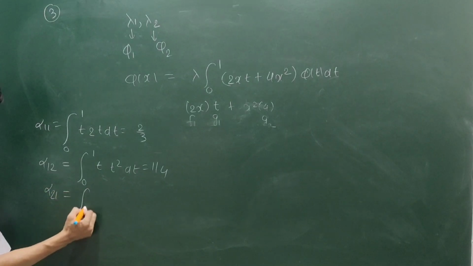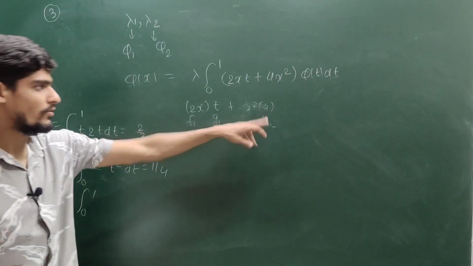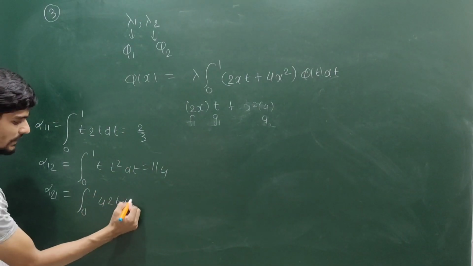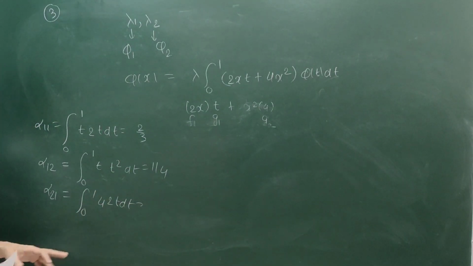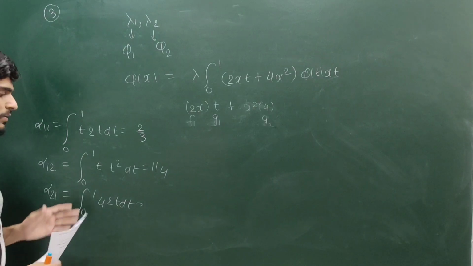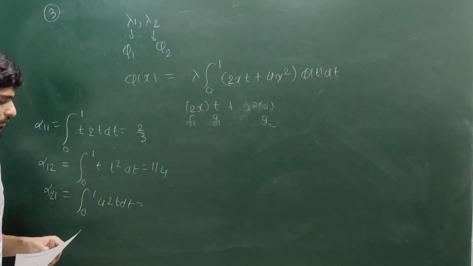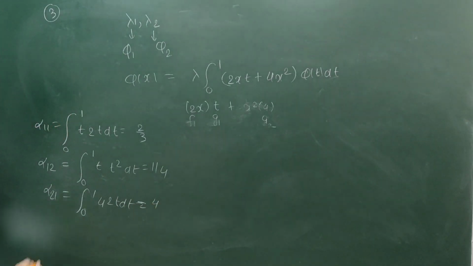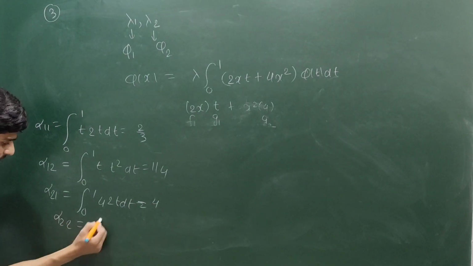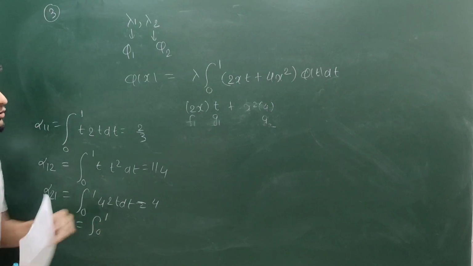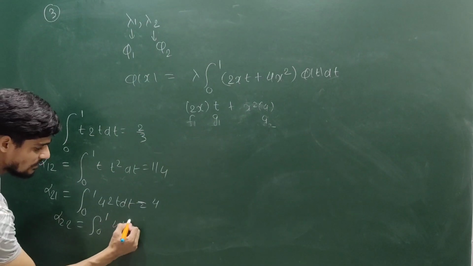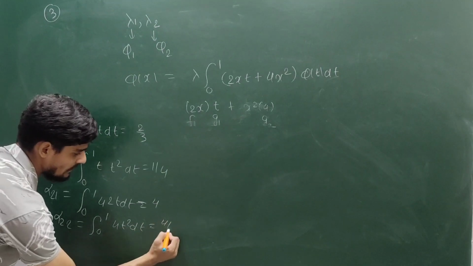Alpha 21 will be integral 0 to 1, your g2 is 4, f1 is 2t, dt. So it is 8t. If you integrate this, you will be getting 4t square. If you put the limits, you will be getting 4. This is alpha 21. Alpha 22 is integral 0 to 1, your g2 is 4, f2 is t square, dt. So it is 4 by 3.